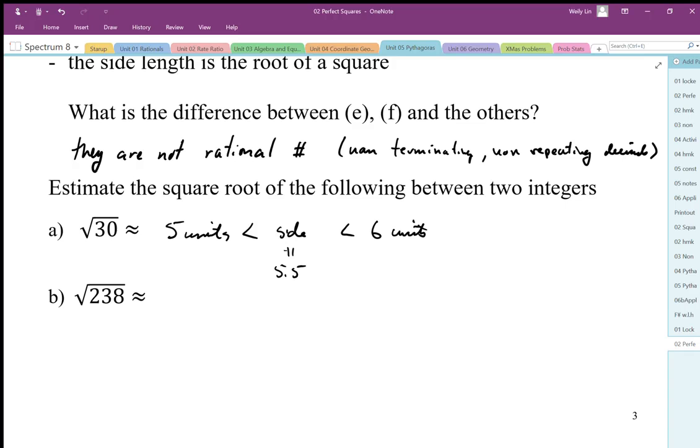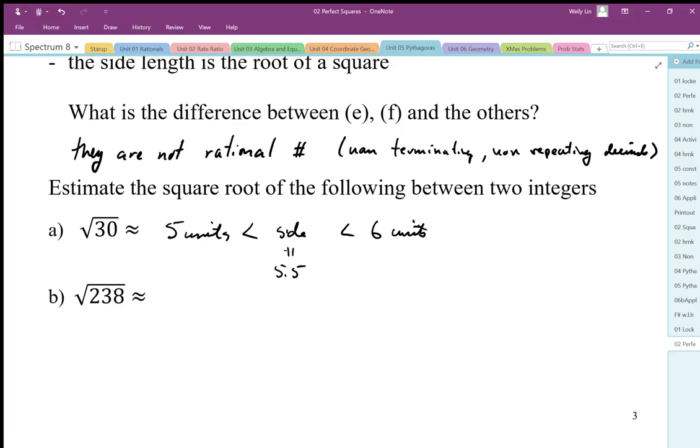Okay, so 5.5 is not quite going to give us an area of 30. In fact, 5.5 if we squared, let's try that on our calculator. So 5.5 squared gives us a little bit bigger than 30, so 30.25. But that's not a bad guess. That's pretty good. That's pretty close. And we only need to get close. So to do these estimates, we do really need to know our perfect squares.